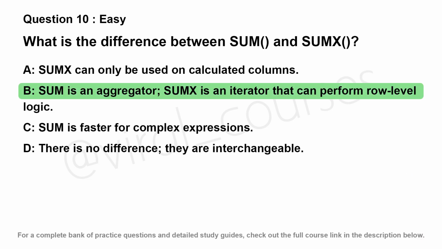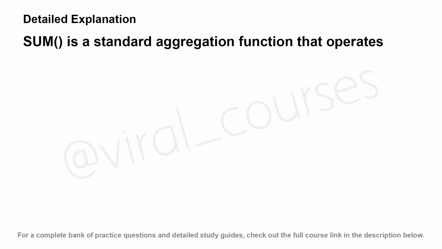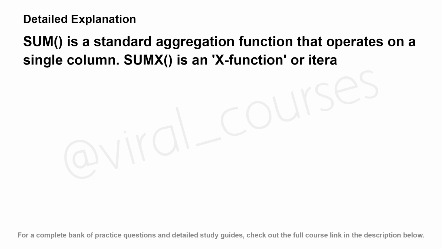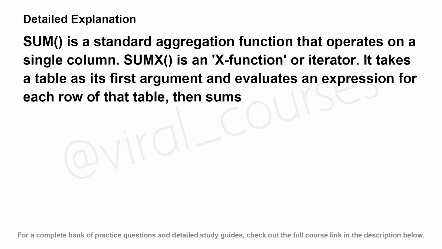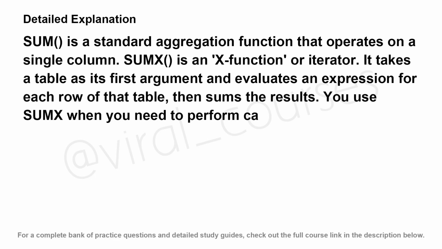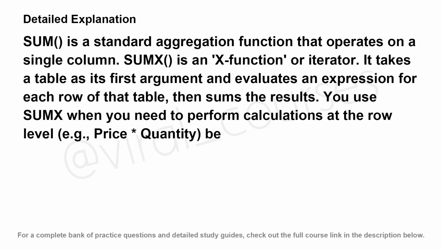The correct answer is B. SUM is a standard aggregation function that operates on a single column. SUMX is an X function, or iterator. It takes a table as its first argument and evaluates an expression for each row of that table, then sums the results. You use SUMX when you need to perform calculations at the row level, e.g., price * quantity, before summing them up.